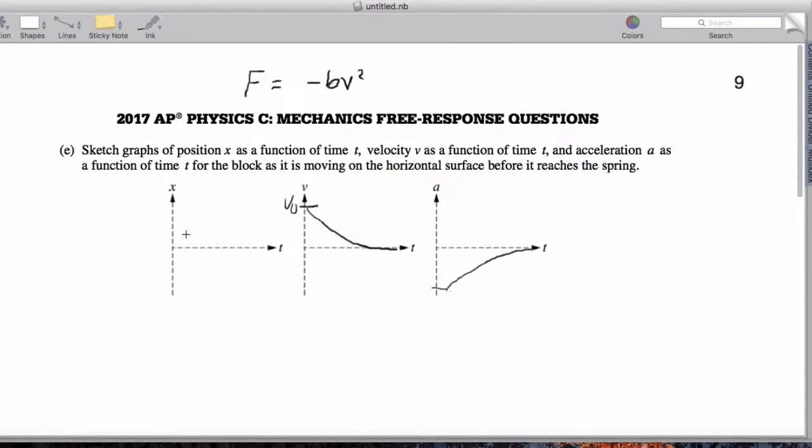And then what this also tells us for our position is that we start off at 0, and then we approach sort of an asymptotic limit. Maybe I'll draw the acceleration a little bit more like this, approaching a limit like that and leveling off near 0. So that is how I would do my graphs.